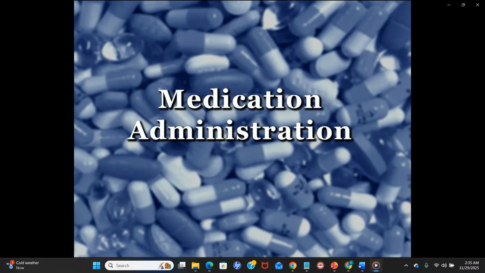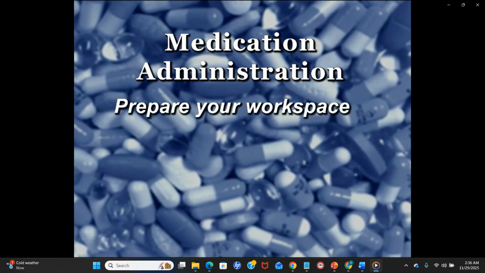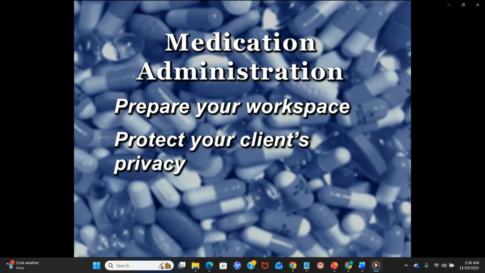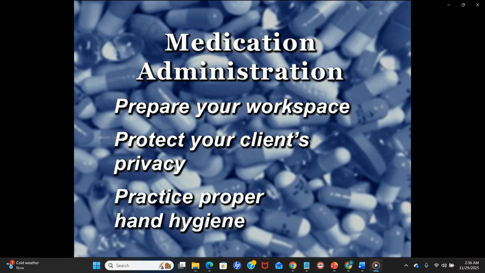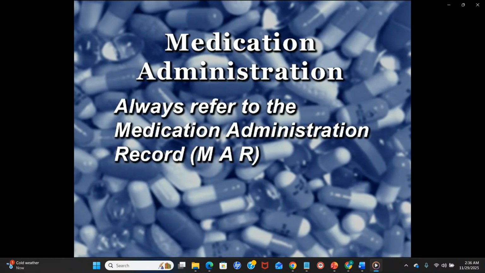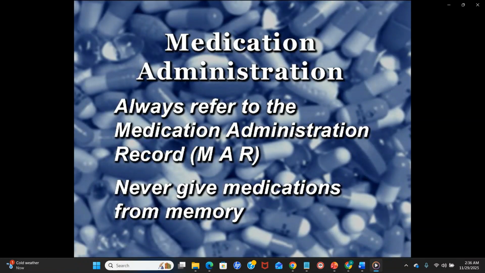As a medication aide, you should always prepare your workspace and gather your supplies so that you can stay focused on the task of medication administration once you begin. Protect your client's privacy. You are required by law to keep their personal health information confidential. Practice proper hand hygiene at all times to protect your clients and yourself. Always refer to the Medication Administration Record, or MAR, when administering medications. Never give medications from memory.